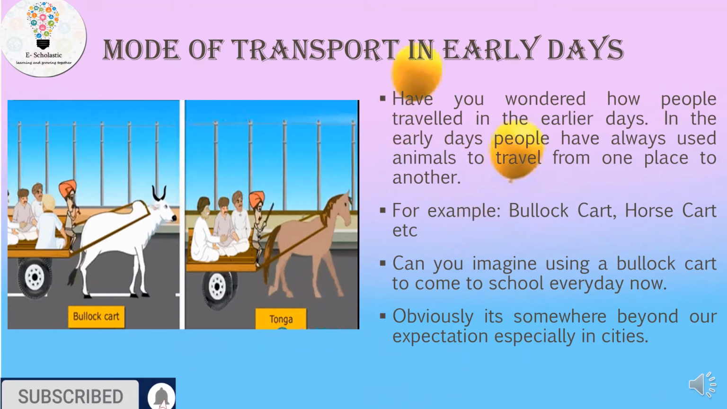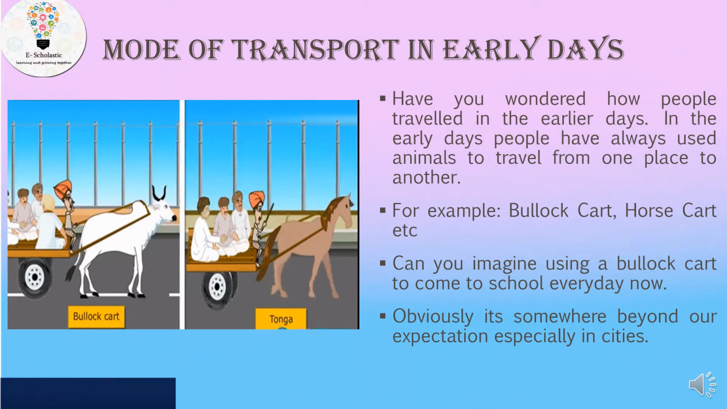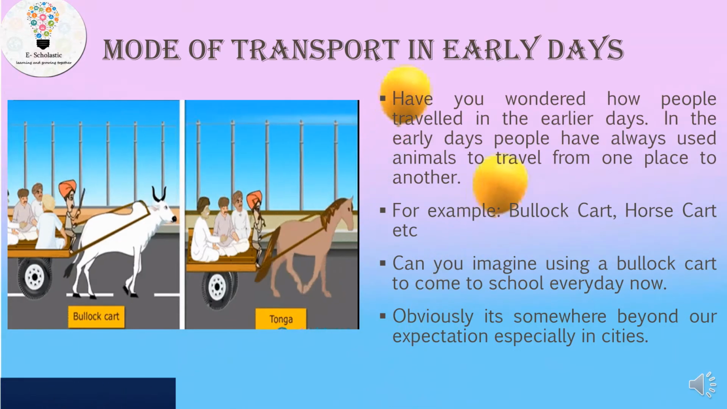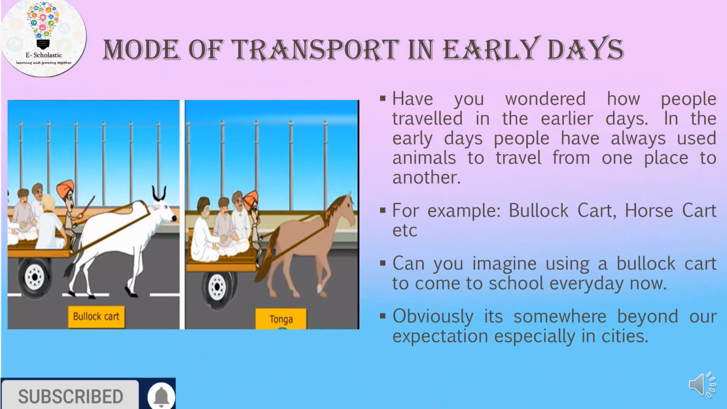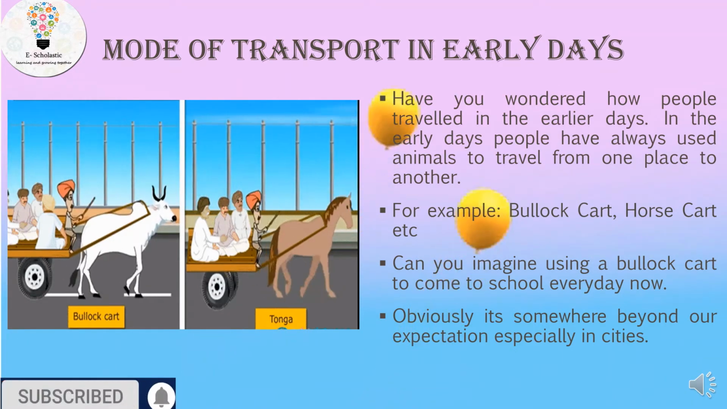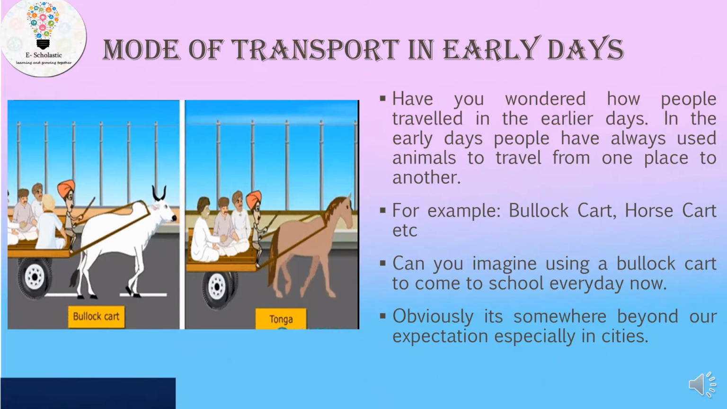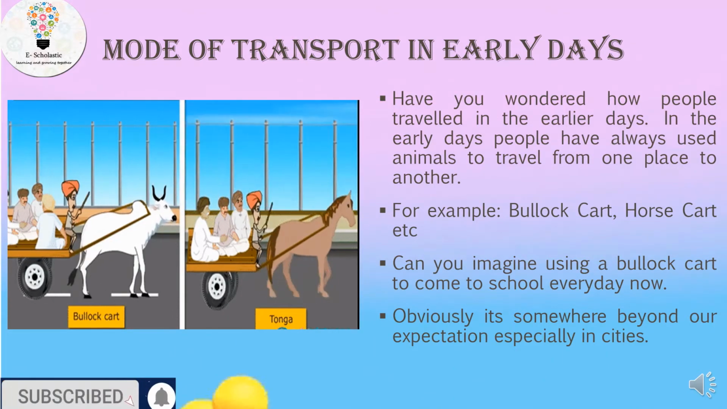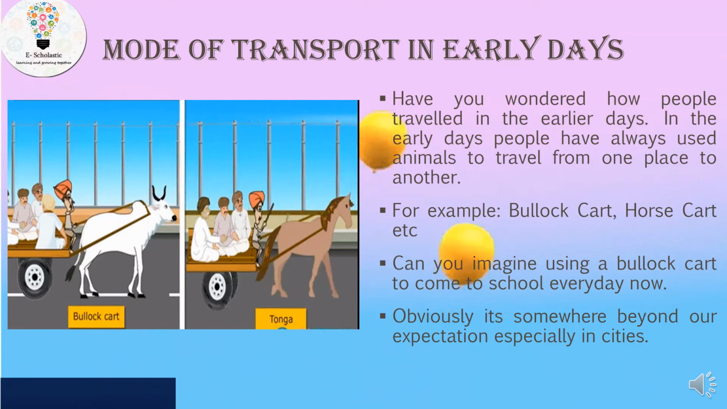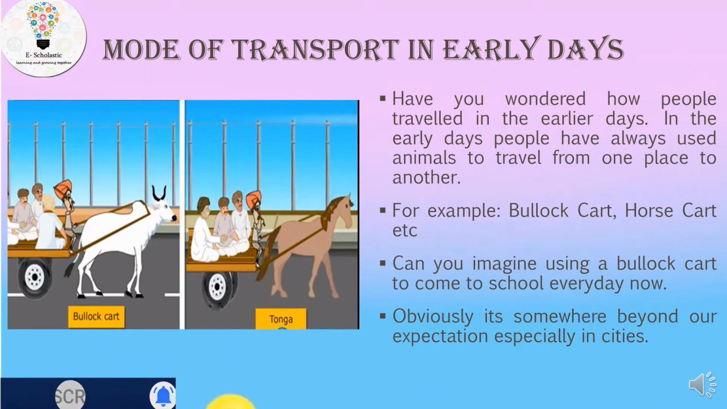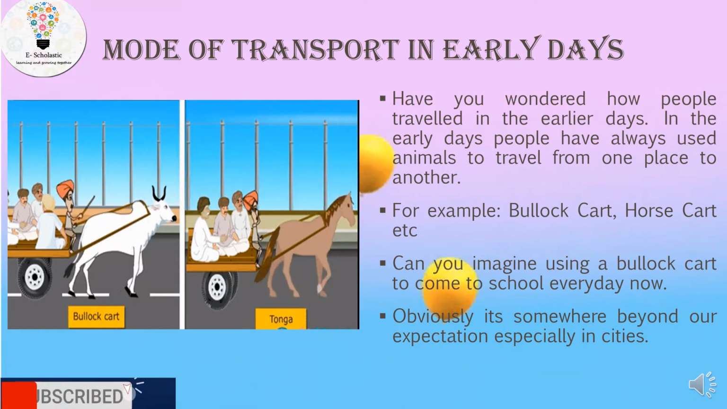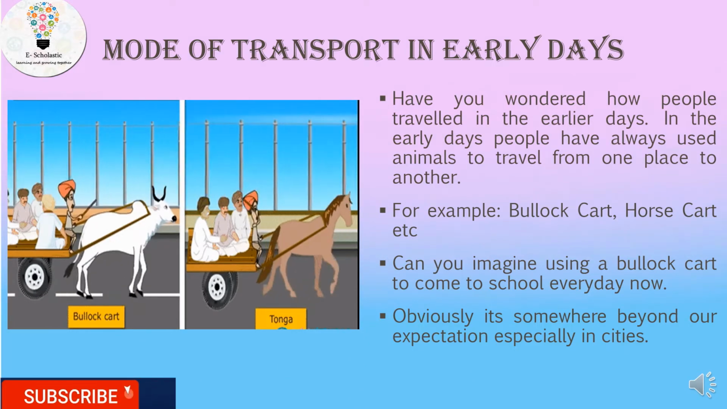In the early days, people always used animals to travel from one place to another. For example, bullock cart, horse cart, that is called a tonga as well, etc. Can you imagine using a bullock cart to come to school every day now? Obviously not. It's somewhere beyond our expectations, especially in cities. So we have seen how in the early times animals were very important as a means of transportation.